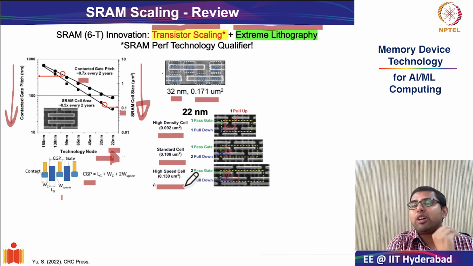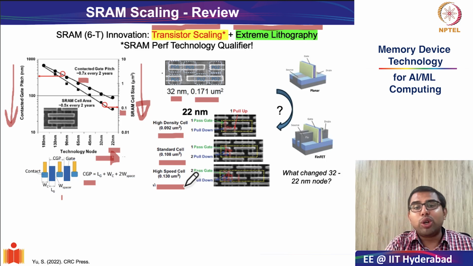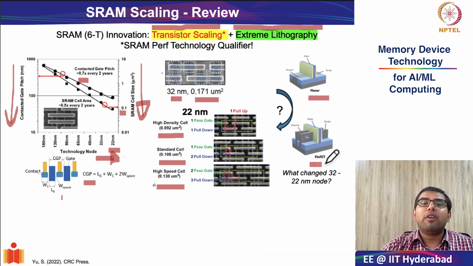vice versa. So my question to you: pause the video, do a little bit of Googling and see what was that remarkable shift that happened from the 32 nanometer node to the 22 nanometer node that enabled these two very interesting things to happen. Some of you might know that what essentially happened from 32 to 22 nanometer node is that the planar transistor moved to a FinFET design.